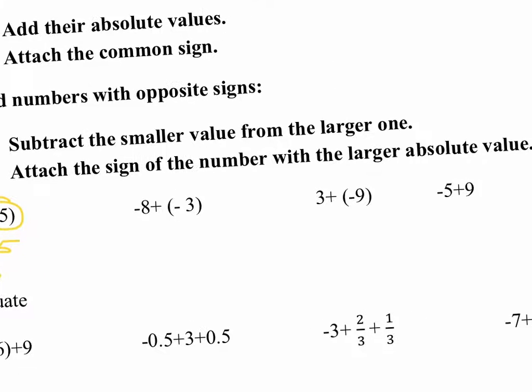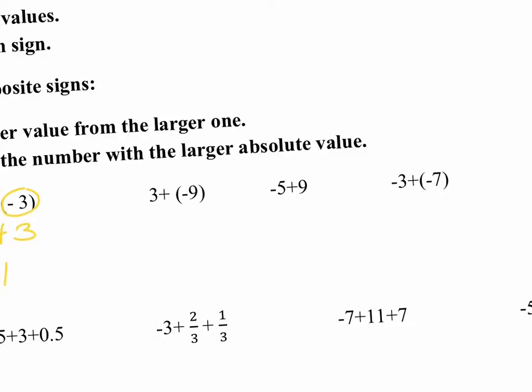Okay, so here we have a negative 8, a negative 3, same sign, so we take the absolute values, 8 plus 3 is 11, and we keep the sign, negative, because they are the same sign. Okay, this we have 3, negative 9, opposite signs, so we subtract the smaller from the bigger, so 9 minus 3 gives you 6, and then you take the sign of the bigger number, which is 9, so that's negative 6.